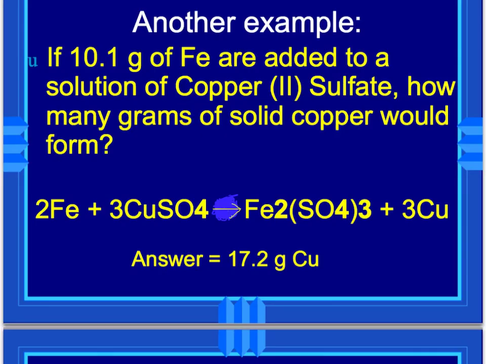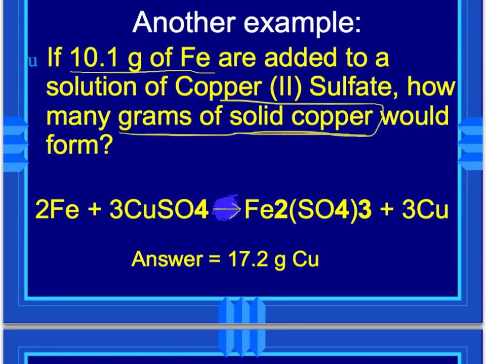So here's another good example problem. It says if 10.1 grams of iron are added to a solution of copper 2 sulfate, how many grams of solid copper would be formed? I'm hoping you're noticing that we're starting off with 10.1 grams of iron, and we're looking for how much solid copper would be produced, so grams of solid copper.